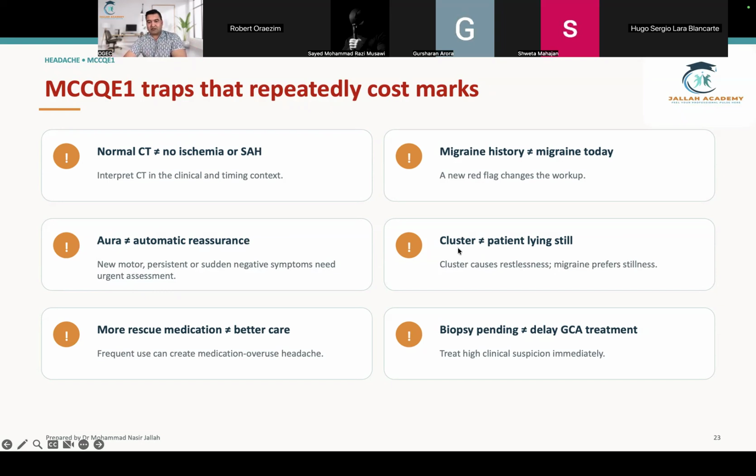Same thing. Cluster, patient lying still. Cluster causes restlessness. Migraine prefers stillness. So these are the key points to differentiate.